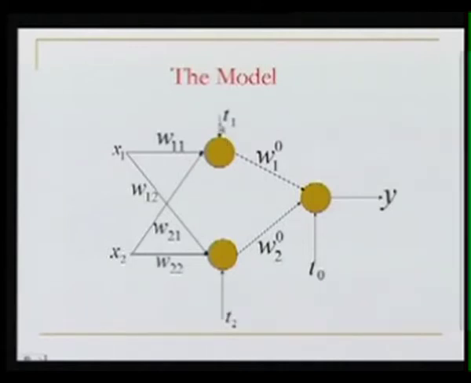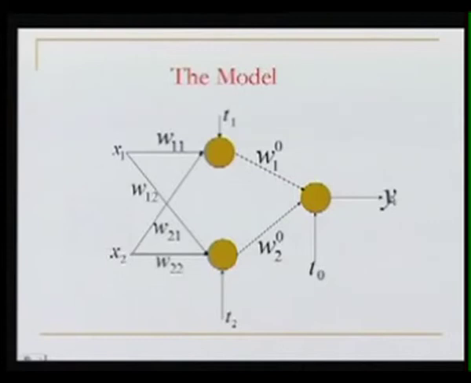So, this W13 has been represented by T1 here and W23 is represented by T2 here. Just for clarity, we have kept W10 and W20, and the bias weight has been kept as T0, that is, the input is 1 and the weight is T0 and the output is Y.